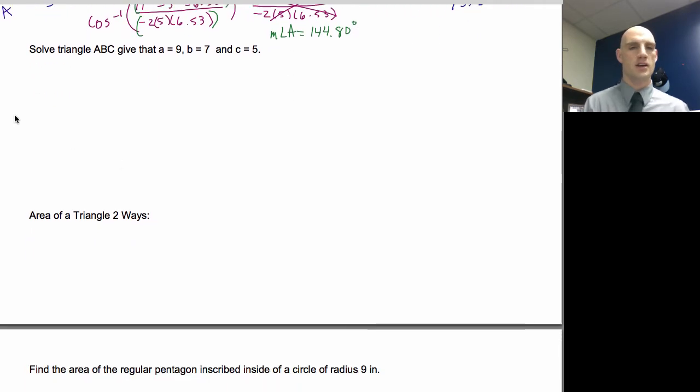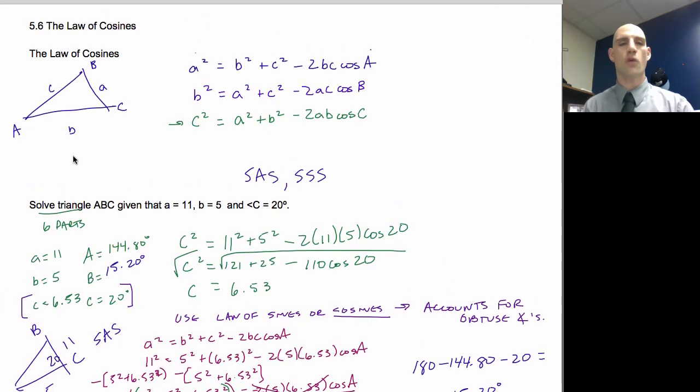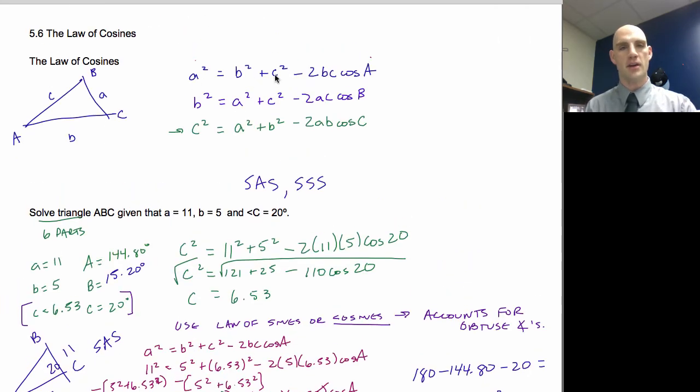So check it out. So I've got A, B, and C. And so A is 9. That is definitely not A. You're probably sitting out there going, that's not A. A is 9, B is 7, and C is 5. Well, notice, when I look at my 3 formulas, what's going to happen? A, B, C, B, C. I'm going to end up with all cosines.